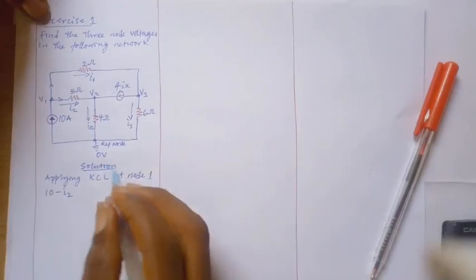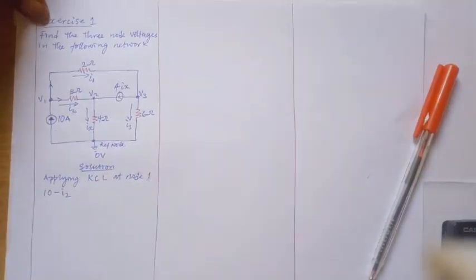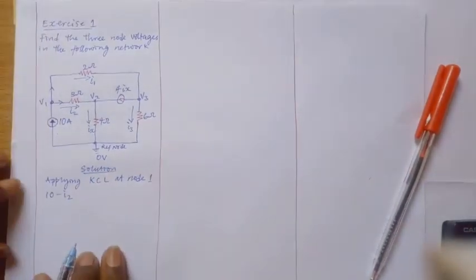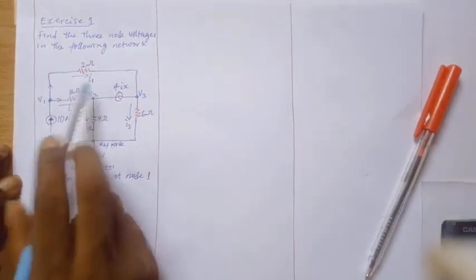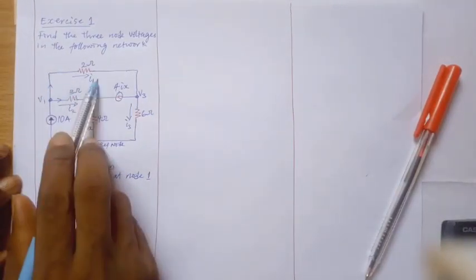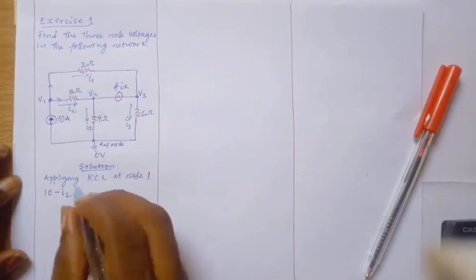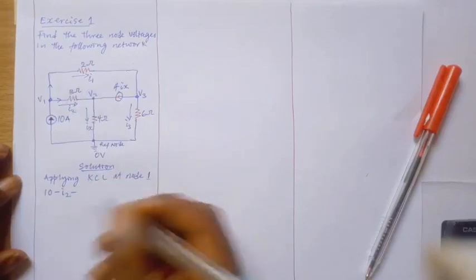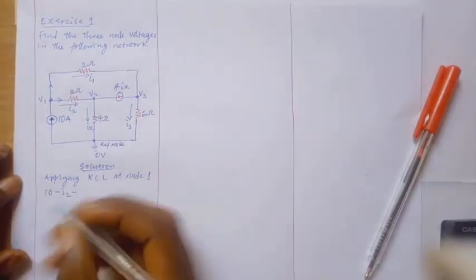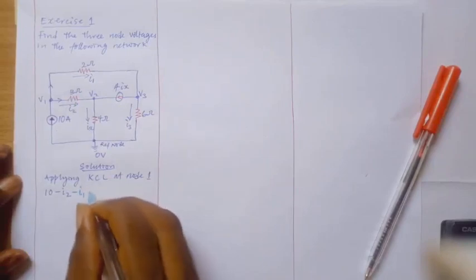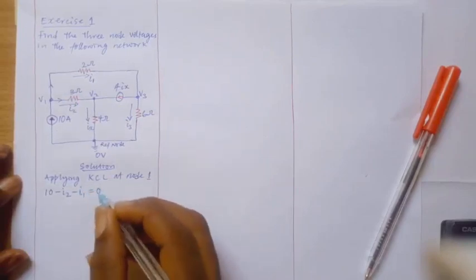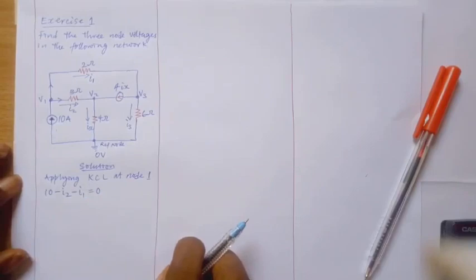Okay, now let's look at another one. I1, is it entering or leaving? It's leaving. It's also minus. When it's leaving it's minus, when it's entering it's plus. Plus 10 minus I2 minus I1 equal to 0. That is the first definition. I'll say the algebraic sum of current entering a node is equal to 0.